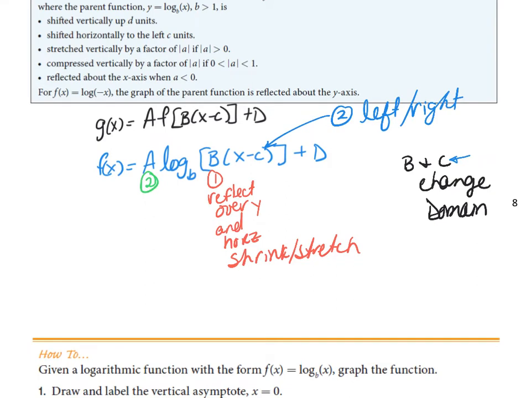Okay, going back to this, the next thing you're going to do is A, and that is going to affect your range, and it could reflect over the x-axis if that value is less than 1. It also is the vertical shrink stretch.